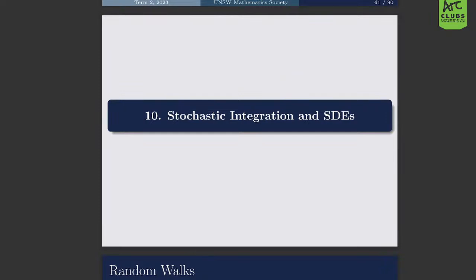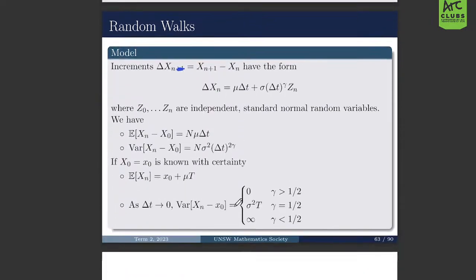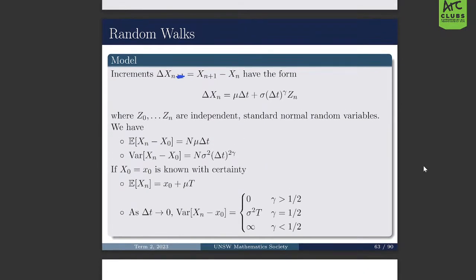Firstly, chapter 10 is about stochastic integration and SDEs. The first topic inside this chapter is random walks. I'm not going to go into too much detail about the contents; I will focus on some of the example questions later on. But in short, random walks are a model where the current step doesn't necessarily depend on the previous steps, or has very little dependency on previous steps.